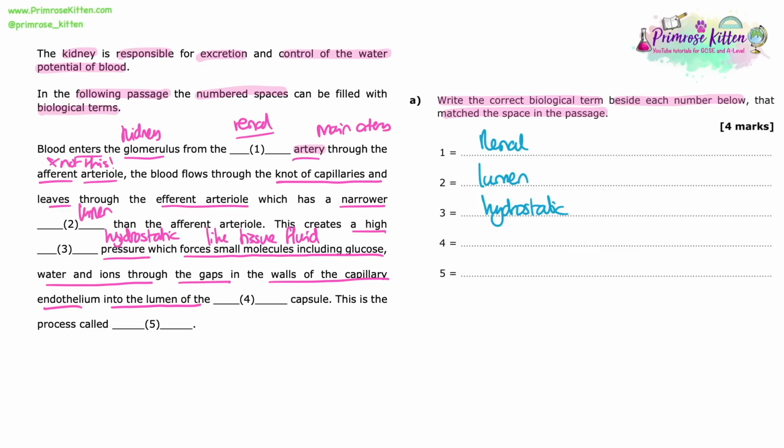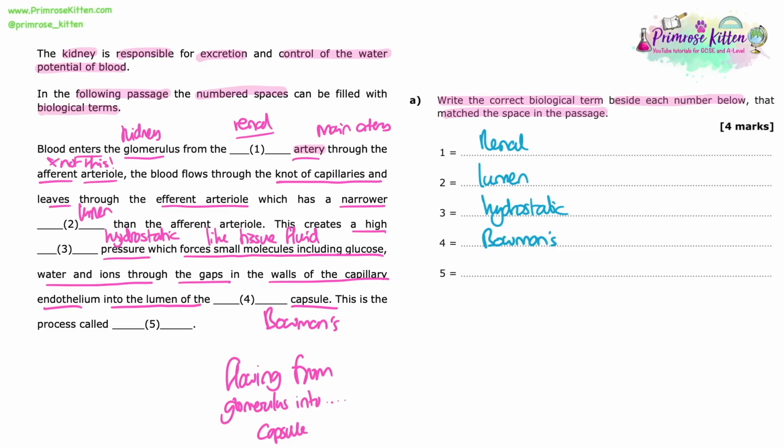So we're forcing ions through the walls of capillary endothelium into the lumen of the something capsule. So this is where the liquid is going when it's being forced out of the blood vessels in the glomerulus. It's forming filtrate, and then it's going into the lumen of the next part of the structure of the nephron, which is the something capsule. Hopefully we know that's the Bowman's capsule. That is the name for that piece of the structure. Should have a capital B because it's named after someone.